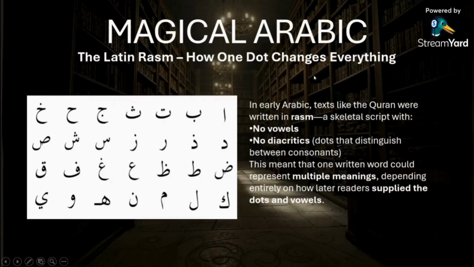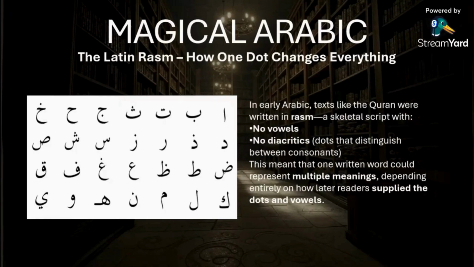So I wanted to give an example here, which I call the Latin Rasim. It's a hypothetical mock example of how the Latin characters, which the audience will predominantly be familiar with, could have hypothetically existed in the past, analogous to how the Arabic characters did exist in the 7th century. The crucial thing to note is that in the early Arabic, the Quran was written in Rasim. This is what we call it. It's a skeletal script. So firstly, and this is very crucial as well, there were no vowels.